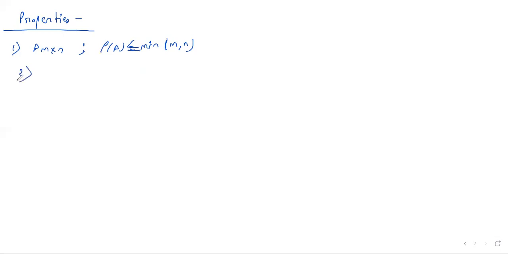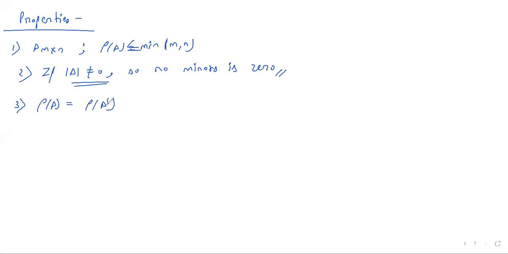And the second property is that if the determinant of A is not equal to 0, that means the matrix is non-singular. The whole matrix is non-singular, so no minors are 0. So if we have the matrix A which is non-singular, then we have no minors which are 0. And the third property is that the rank of A is equal to the rank of A transpose. So the transpose of a matrix has the same rank as the matrix A.